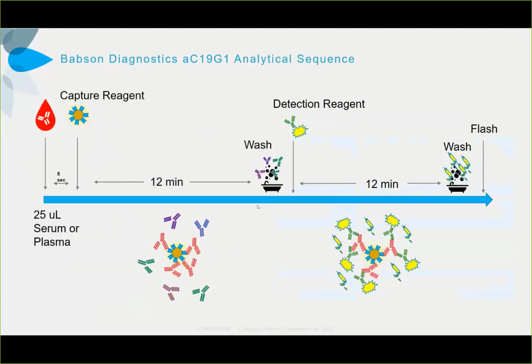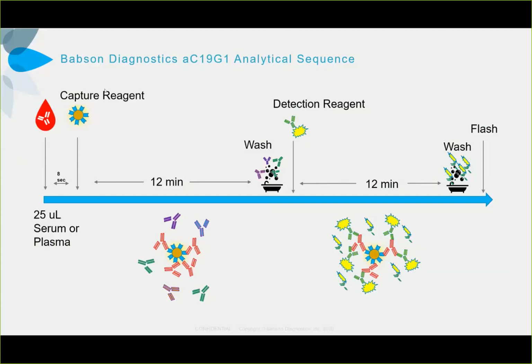A little bit about the analytical sequence on the Atelica IM module. Samples are loaded through a sample handler, which automatically identifies tubes and matches to the laboratory information system that's used to report results. This sample handler takes the primary tube, puts it on a magnetic track, which is delivered to the immunoassay module. It's automatically sampled at 25 microliters of serum or plasma for the AC19G1 assay.